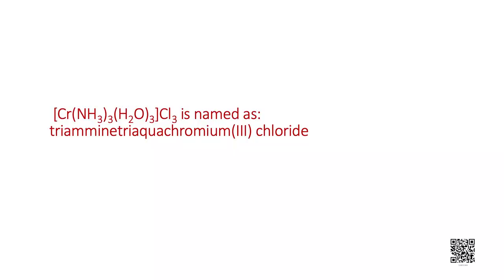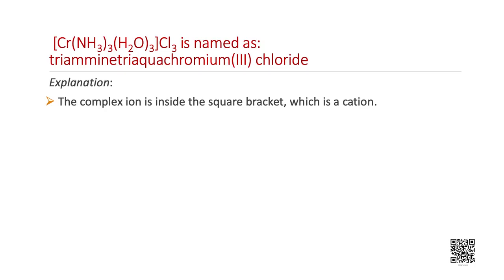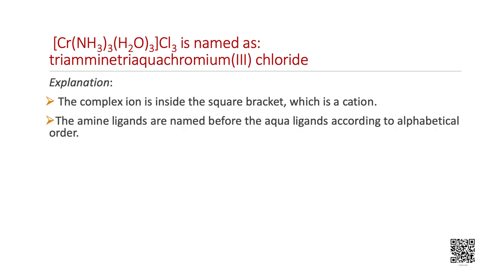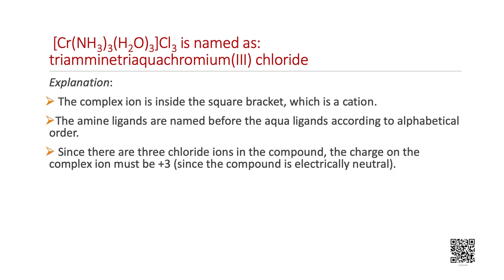In the first complex given here, it is named as triammine triaqua chromium(III) chloride. Let us understand how we have named this complex. The complex ion is inside the square bracket, which is a cation. The ammine ligands are named before the aqua ligands according to the alphabetical order. Since there are 3 chloride ions in the compound, the charge on the complex ion must be +3.